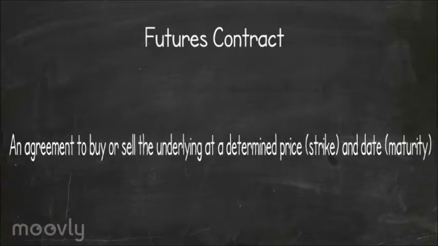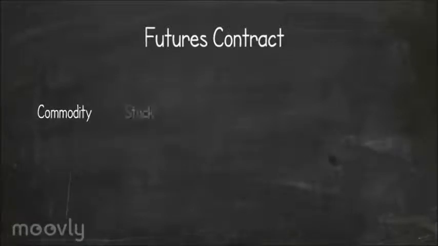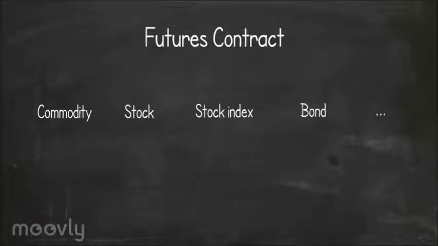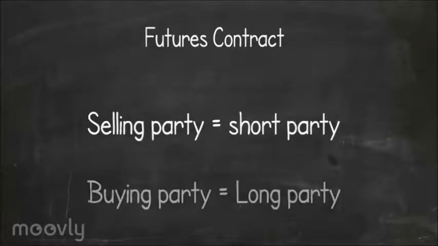A futures contract is an agreement where one party pledges to sell the underlying to the other at a determined price called strike and at a maturity date. The underlying can be a commodity, a stock index, a bond, etc. The party that will sell the underlying at maturity is said to be short, while the party that will buy the underlying at maturity is said to be long.